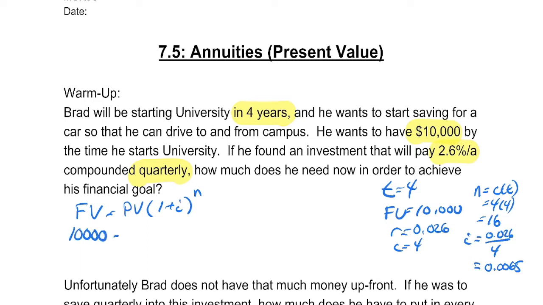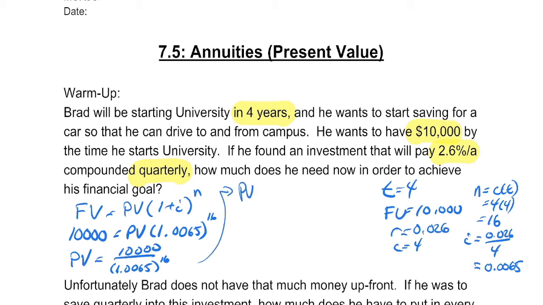10,000 is equal to the present value, which we're trying to figure out, times 1 plus, I'm going to do this all together, 1 plus i is 1.005, all to the power of n, which is 16. Here we can isolate for PV. So present value is going to be 10,000 divided by 1.005 to the power 16. It's important that we plug this all into our calculator at once. When we do that, we discover that the present value is $9,015.29. So this is how much Brad has to put in now.